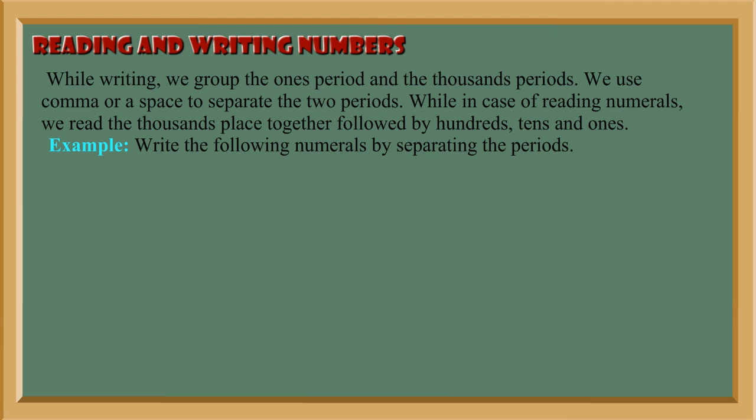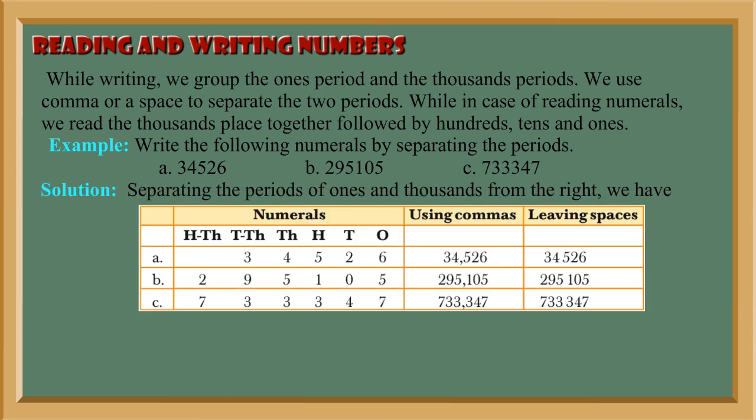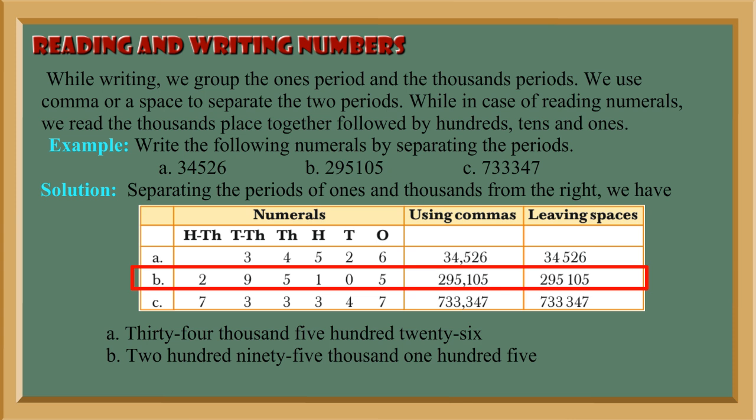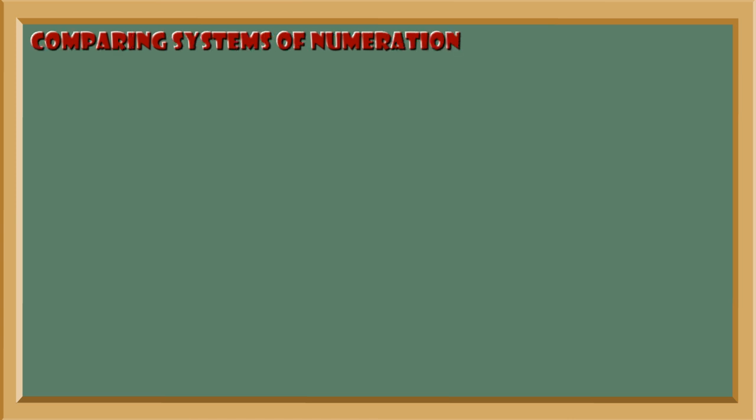Example, write the following numerals by separating the periods. A. 34526, B. 295105, C. 733347. Solution. Separating the periods of ones and thousands from the right, we have A. 34,526, B. 295,105, C. 733,347. Comparing systems of numeration.